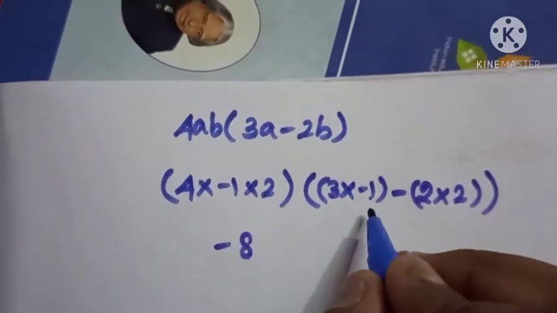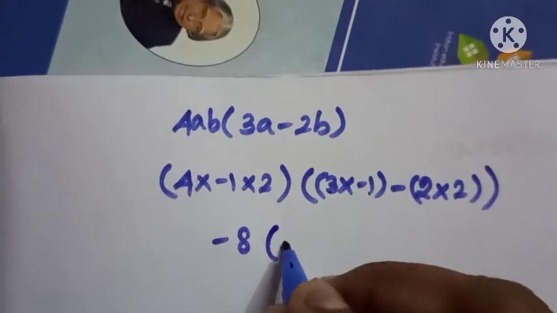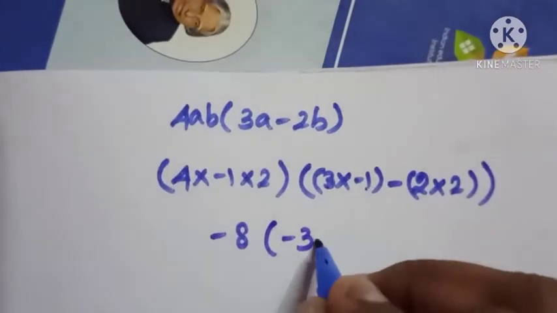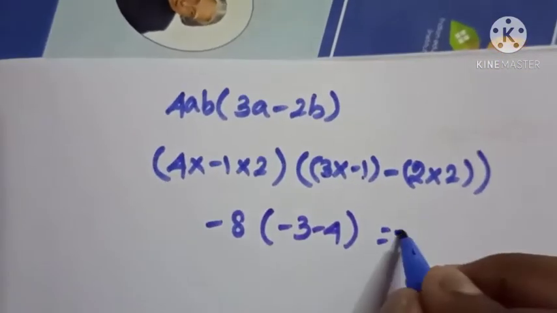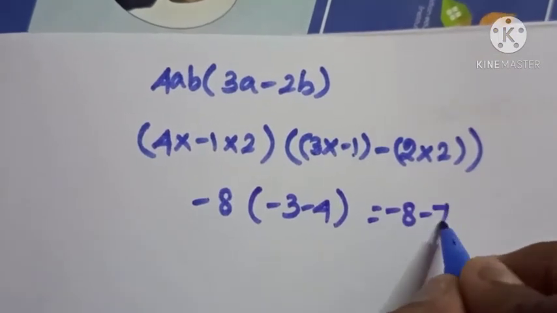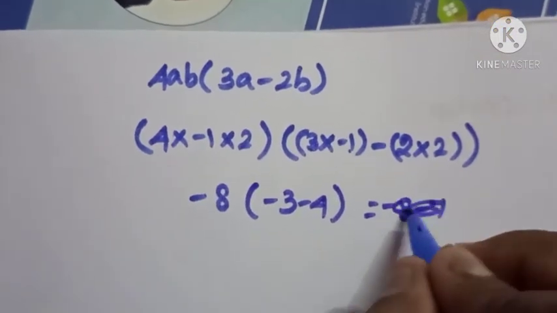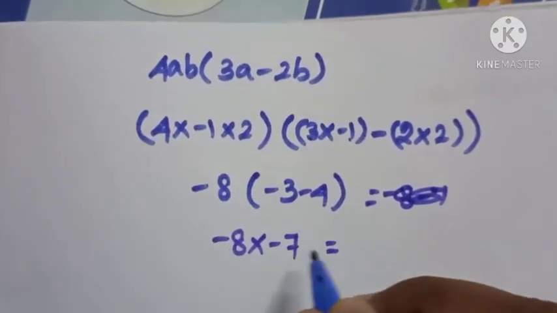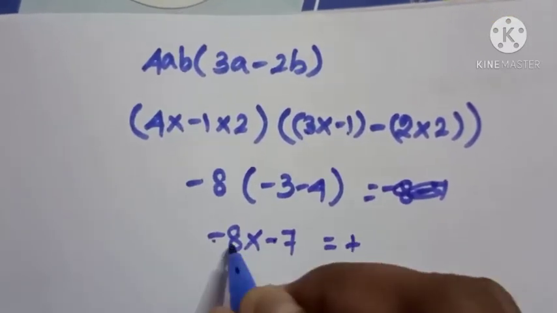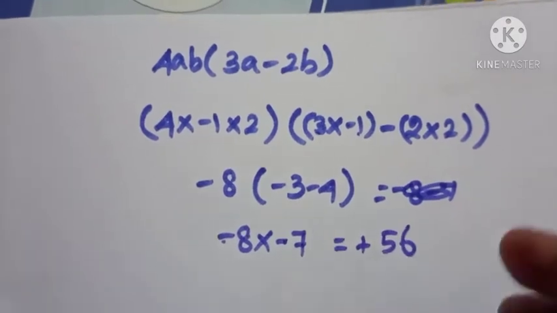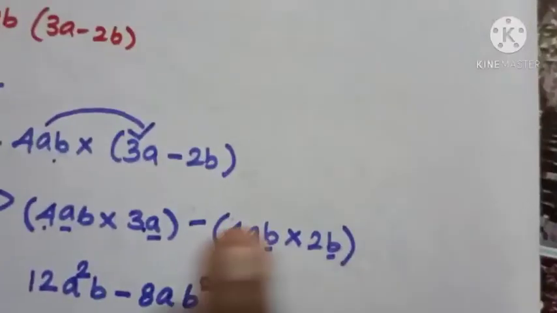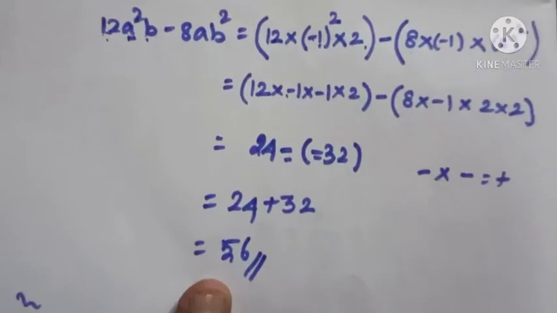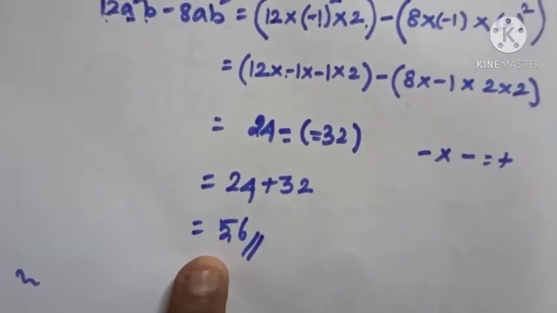3 into minus 1, we get minus 3. So minus 3 and then minus 4. So we get minus 8, minus 7. Sorry, this is minus 8 and this is in a product into minus 7. So minus into minus becomes plus. 8 7s are 56. So by using the normal product, we get the same, plus 56.